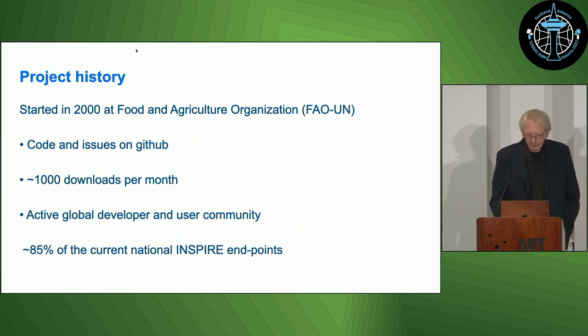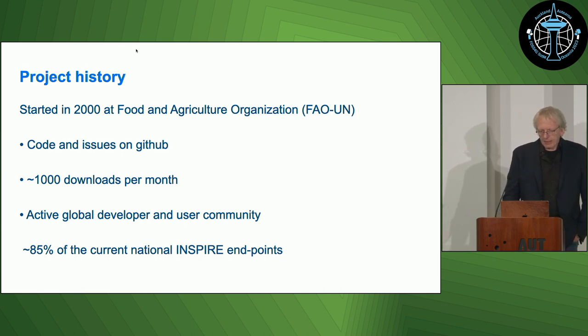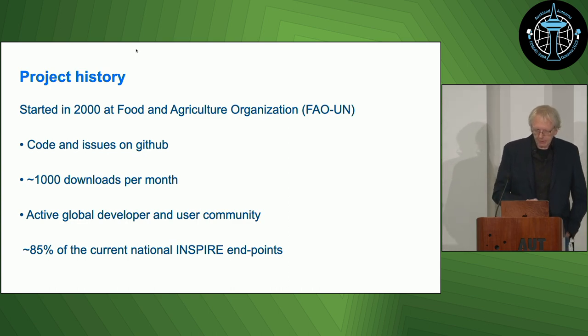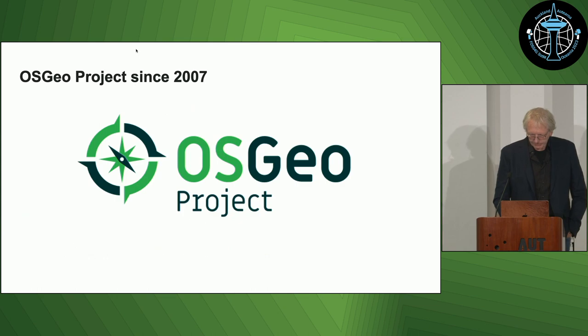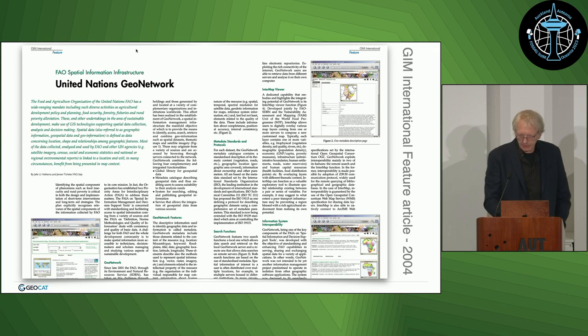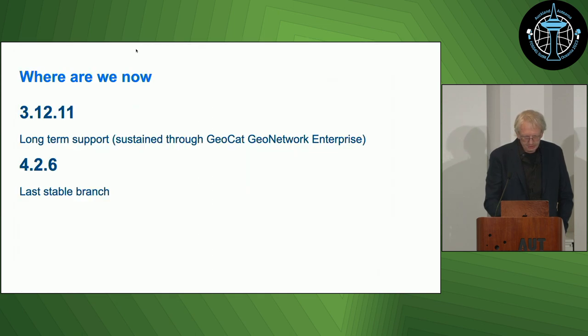So it started back in 2000 when I was working at the United Nations. It got spread among the UN system to share geospatial information within the UN system. And we've continued developing it. Currently we have over 85% of the national endpoints of the European Union that serve data for the INSPIRE spatial data infrastructure running on GeoNetwork. It's been an OSGeo project since 2007. That's 2 years after the inception of OSGeo. And this is an old article from 2003, I think, talking about the application in its first instance.